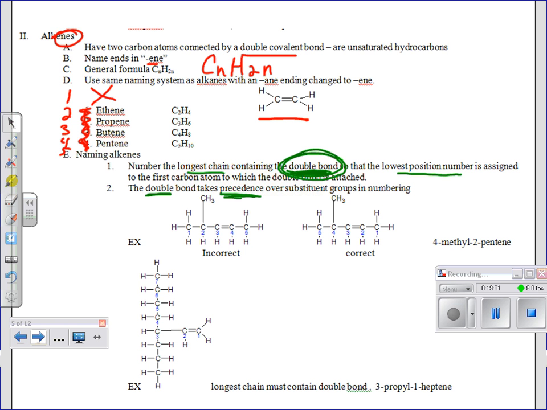So in numbering, we would say this would be incorrect because 1, 2, 3 is where my first double bond, or the only double bond, comes about. Here I can get it at 1, 2. So this one right here is the correct one, not this one. And in this case, we would say 1, 2, 3, 4, 5, so that's going to be pent. But there's a double bond right there, so it's not a pentane, it's a pentene. Sounds like shampoo.